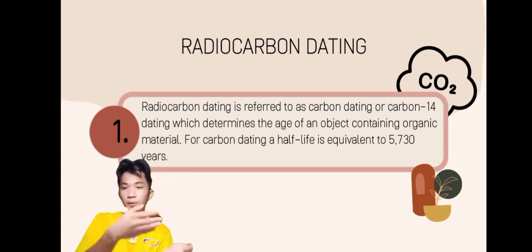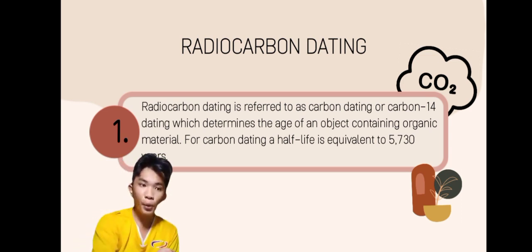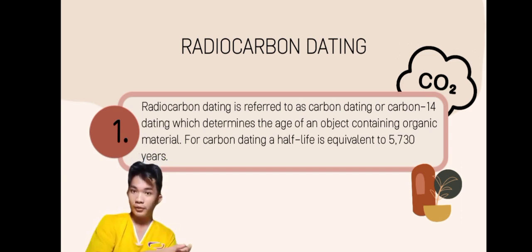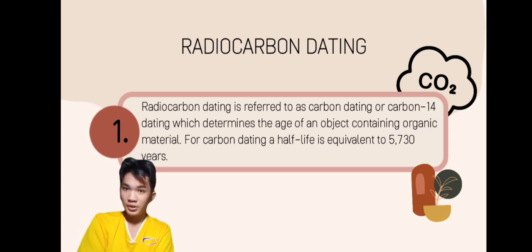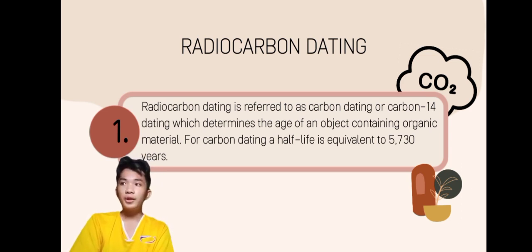C14 dating or carbon-14 dating is the most accurate type of dating. However, the cons of C14 dating is it can only measure 100 to 50,000 years old. Before or after this range, there is too little isotope to be detected. And there are also other cons.